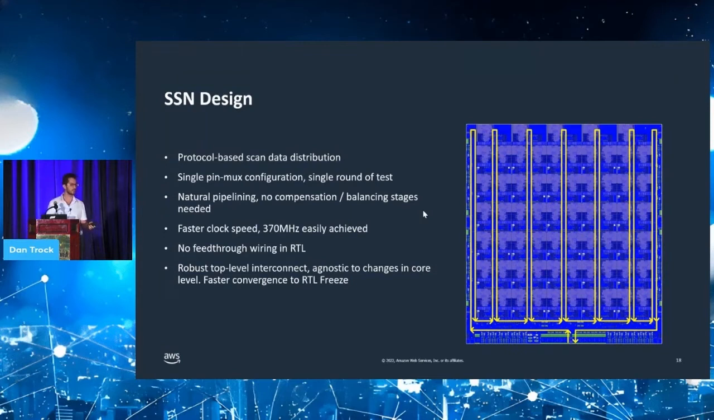So what we have here, we have a single pin max configuration. We don't need to play with those pin maxes anymore. And we have natural pipelining. We don't need to worry about pipelines anymore and balancing, because everything is pipelined. Every scan host is already a pipeline stage. So you just have these short hops from one host to another host. And sometimes if you want, you can also install a pipeline. It's all automatic and easy.